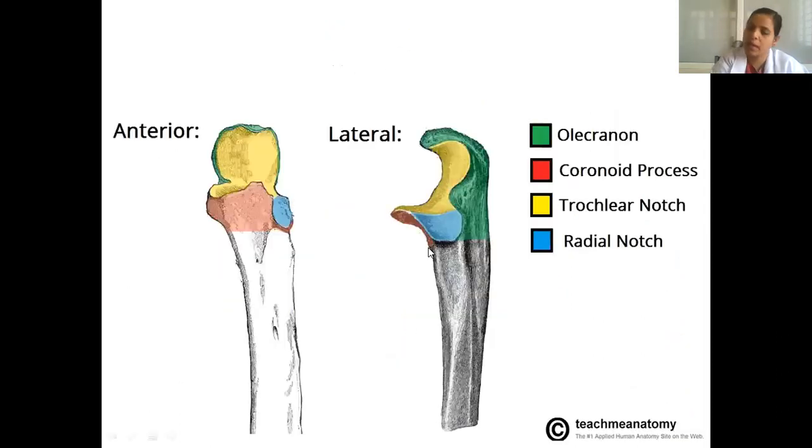These are colored pictures I put so that you can clearly understand. This hood-like projection is the olecranon process. The shelf-like projection is the coronoid process. All of this is the trochlear notch. This area where the head of the radius comes and articulates, you call it the radial notch, which is shown in blue color.